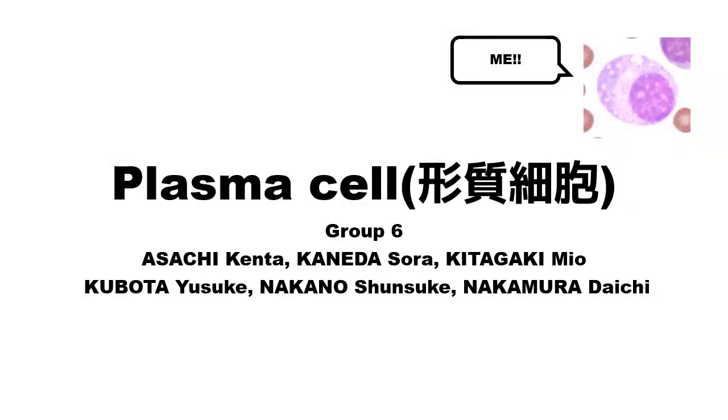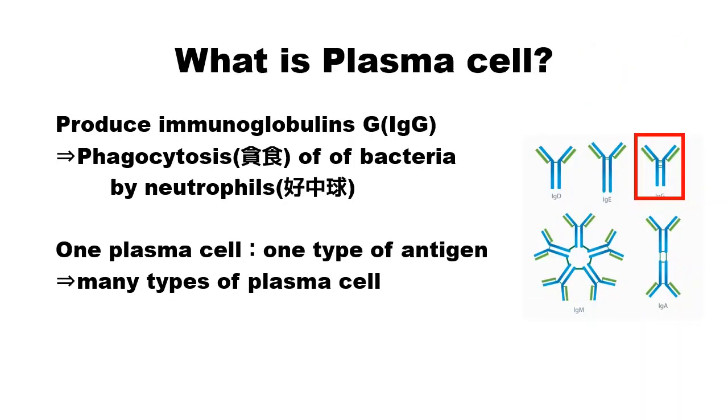Hello everyone. We are going to talk about plasma cells. Plasma cells produce immunoglobulin G and facilitate phagocytosis of bacteria by neutrophils.